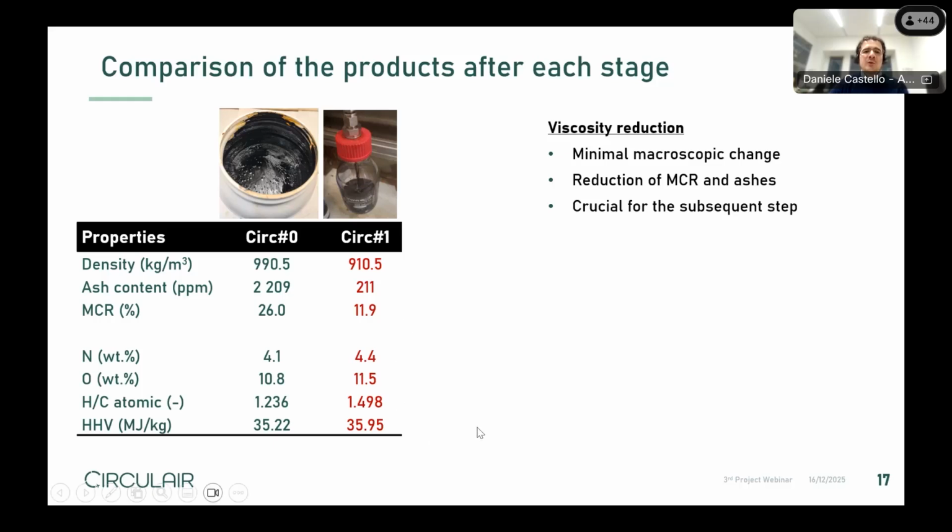while the composition was not really affected in a particular way. This actually is a stage that is crucial for the subsequent step that was operated at higher temperature, and actually ensured the success of the second one.